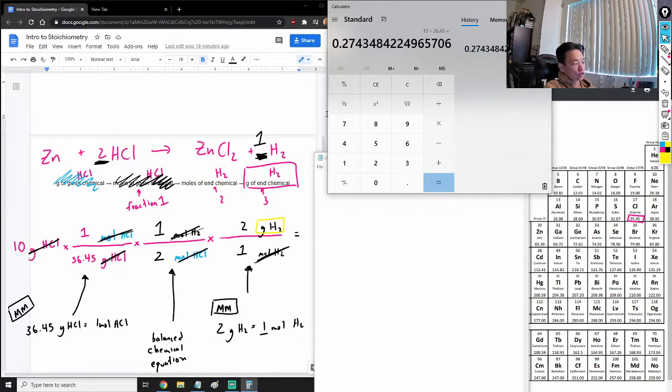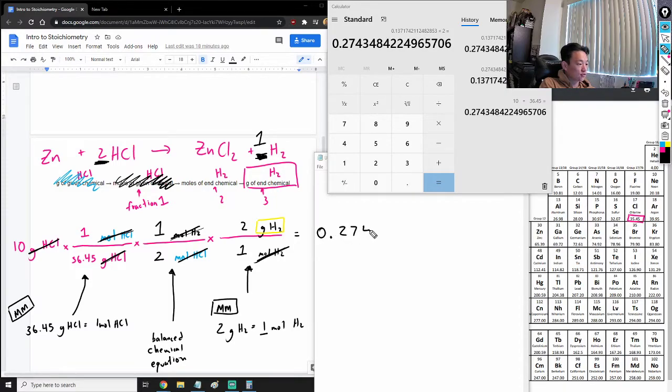The second fraction, we have a 1 on the top, which we can ignore. We have a 2 on the bottom, so we divide by 2. And then on the third fraction, we have a 2 on top, so we're going to multiply by 2. We have a 1 on the bottom, so we can ignore that. So there you go. We have our answer right here. Our answer is going to be 0.274, and the units is grams of H2.